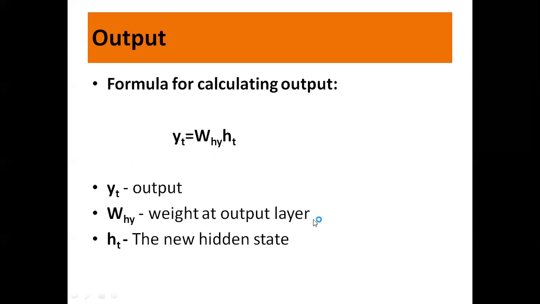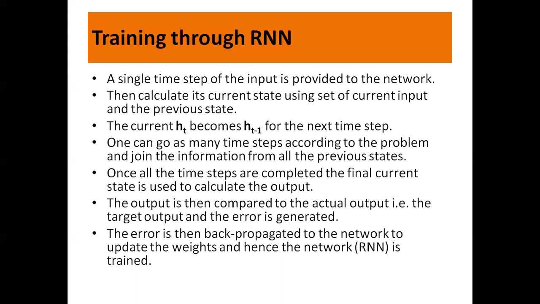Now, how do you calculate the output? For calculating the output, you have y t, this is the output. It is the weight at the output layer multiplied by the new hidden state. We already saw how to calculate this new hidden state.